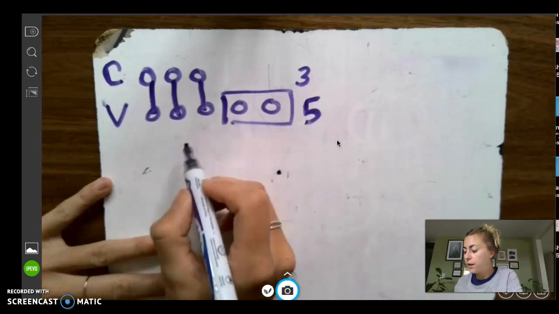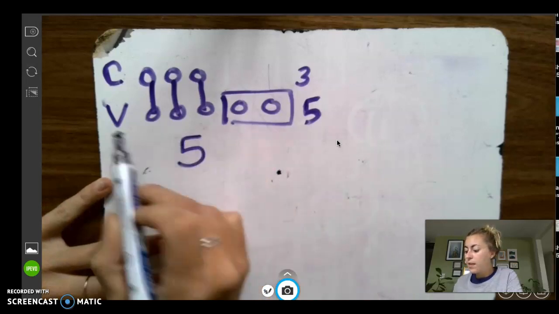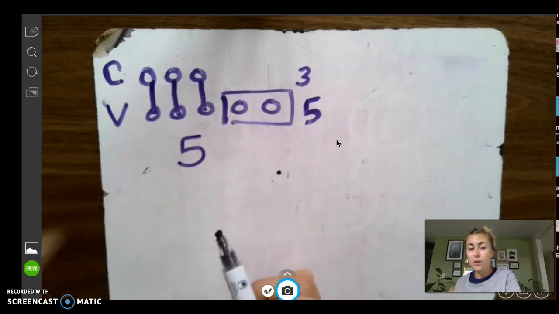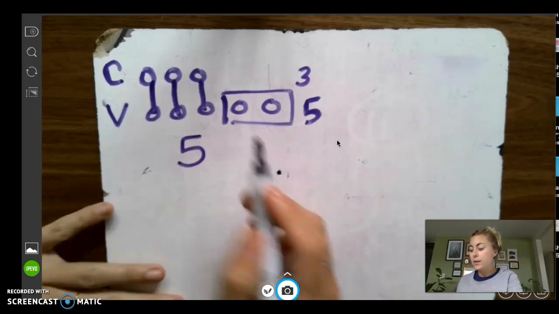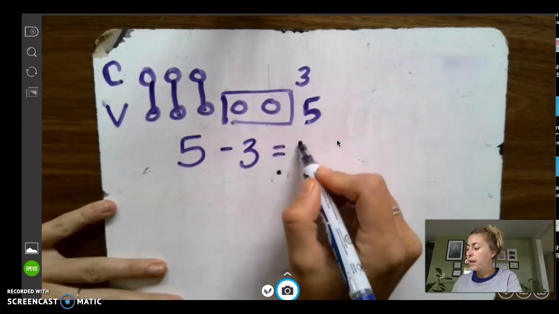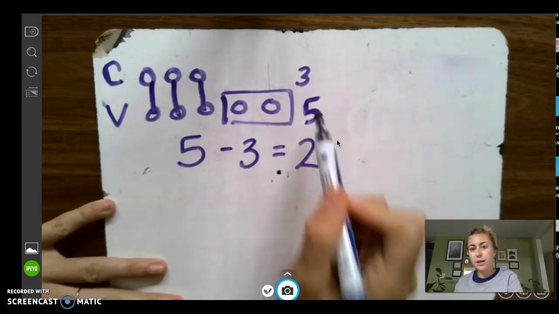So I've got my 5 here. That's the bigger one, so I'm going to start with that one. And I'm going to take away what's the same. I'm going to take away 3, and then I get my difference. And I know that that's correct because of the picture.